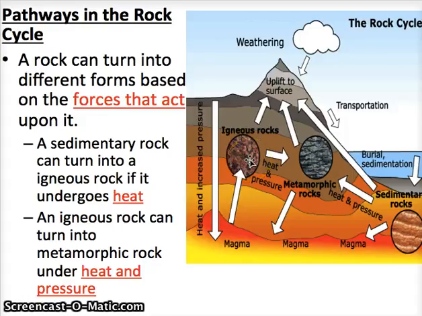An igneous rock can actually turn into metamorphic rock if it undergoes heat and pressure as well. Igneous rock can turn into a sedimentary rock if it gets up into the surface and then it gets deposited down into sediment. So you can see the rocks can actually become any type just based on heat and pressure.